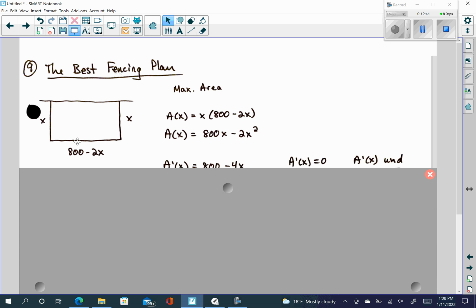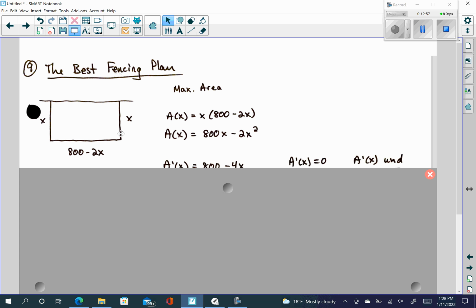With 800 meters of wire at your disposal, what is the largest area you can enclose and what are its dimensions? So I'm going to call the 2 equal sides x, and then the remaining third side would just be the difference between 800 and these 2x values, so 800 minus 2x.